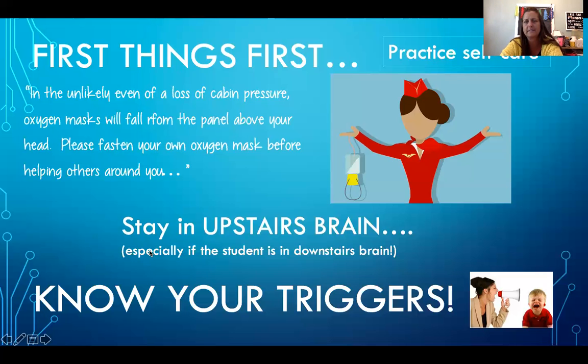And so it's important for us to know our triggers so that we don't get into downstairs brain. And downstairs brain is that brain that has got the amygdala in it, that survival brain. If I've got a child who's in downstairs brain, it's very important for me not to slip into that also.